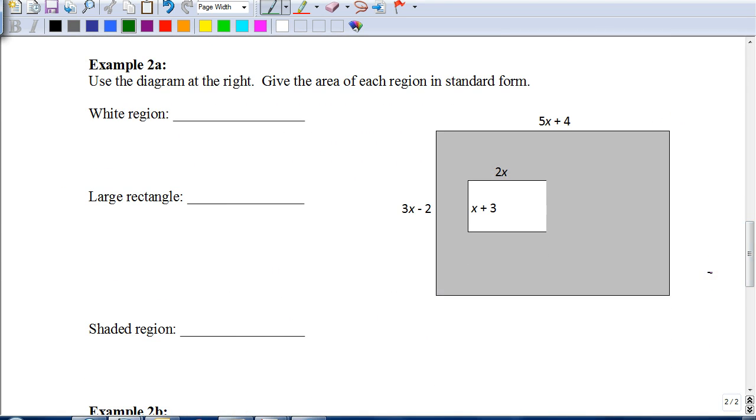Because sometimes maybe we're dealing with a window on a wall, and we're trying to paint the wall. I'm trying to figure out how much paint we would need. Well, we're not going to paint over the window, so there's ways to figure out how much total paint we would need. Now in this scenario, it's a little different. We have a whole bunch of x's here. Now they ask us to give the total area of each region in standard form. So the white region here, well, the dimensions of that are 2x by x plus 3.